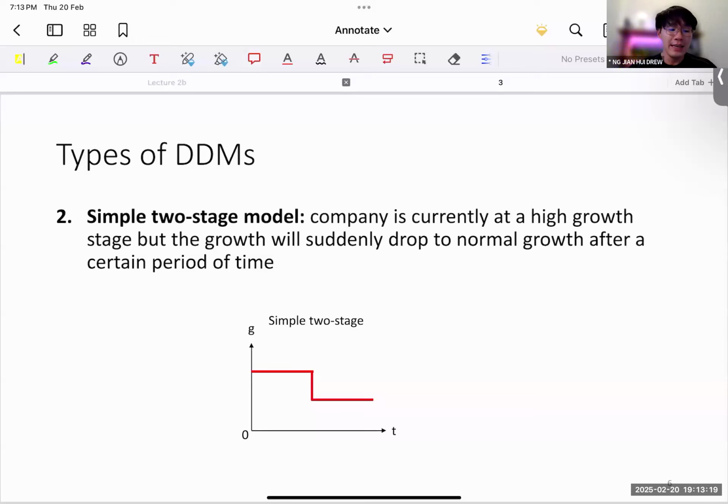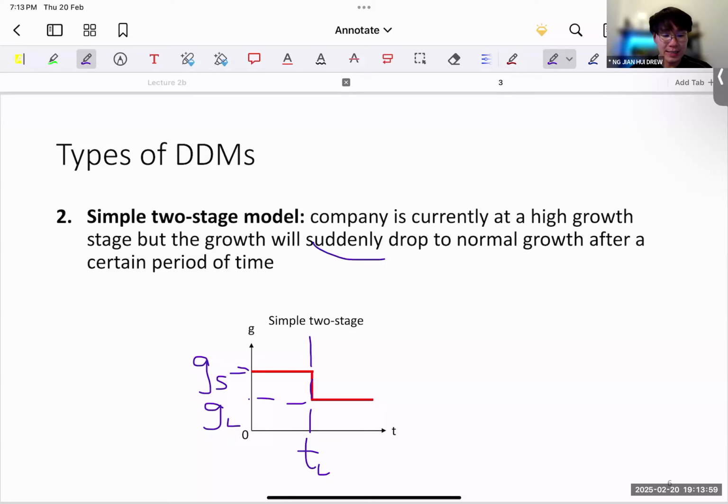So the second type of model is the two-stage model, and the two-stage model comes in the form of a high growth area where usually we call it GS. What's S? S is supernatural, so supernatural growth, right? At the start, and then suddenly there will be a dip at, let's say, TL, right? And the dip to TL will give you a growth of GL, which is growth at low level. So there's GS and GL. So generally, these two are the terminology, GS and GL.